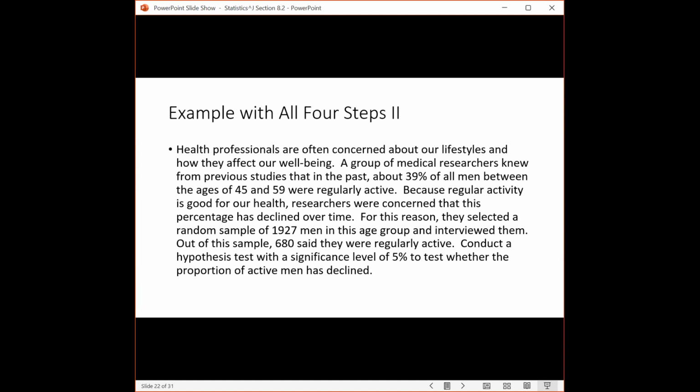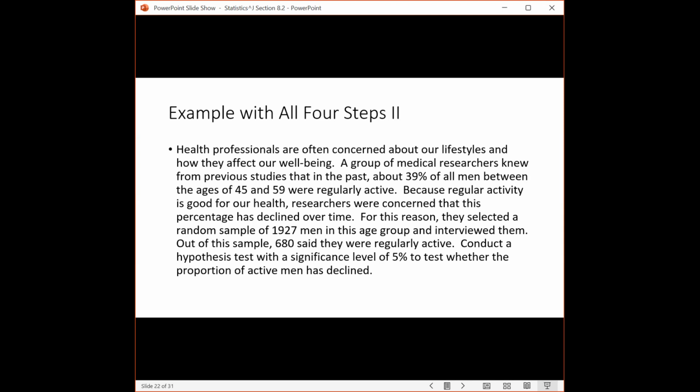Let's go through another example with all 4 steps. Health professionals are often concerned about our lifestyles and how they affect our well-being. A group of medical researchers knew from previous studies that in the past, about 39% of all men between the ages of 45 and 59 were regularly active. Because regular activity is good for our health, researchers were concerned that this percentage has declined over time. For this reason, they selected a random sample of 1,927 men in this age group and interviewed them.